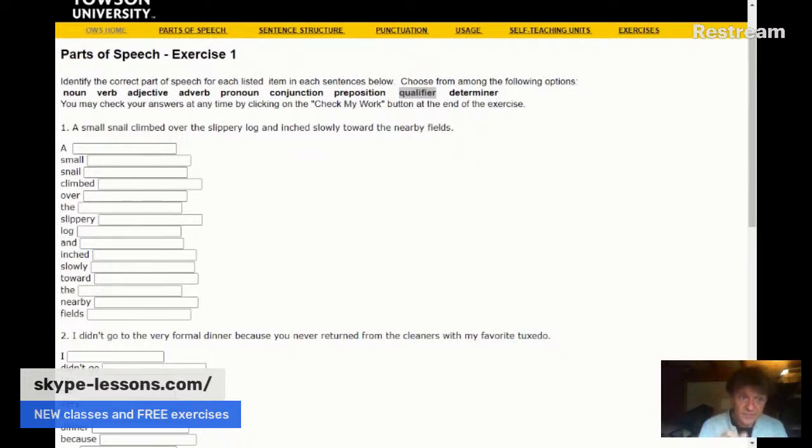Now remember, adverbs describe verbs, adjectives, other adverbs and clauses. So they do a lot of describing, adverbs. It's not only adjectives, which are the describing words. Adjectives describe nouns, adverbs describe everything else. So slowly describes inched, it describes a verb, it's an adverb.